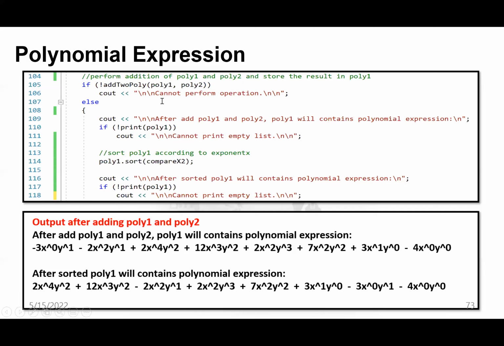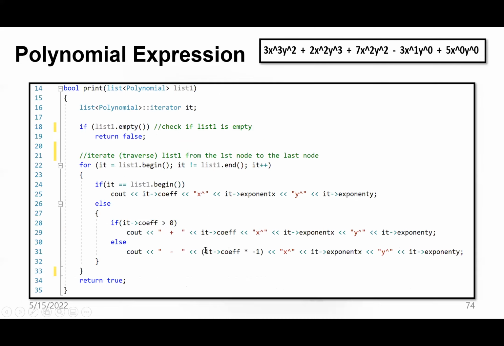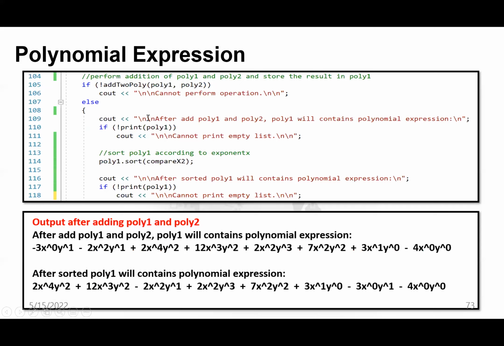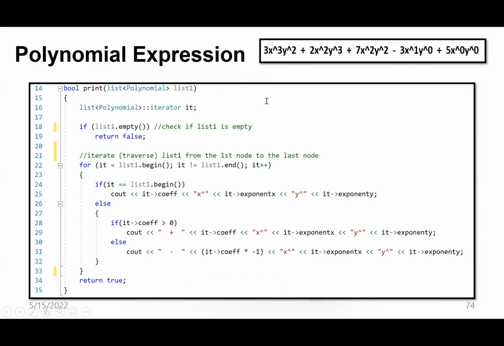Okay, let's look at the print function, because just now when I called the print function, it printed my polynomial expression in this format, right? This print function we write ourselves. So how do we write it? I need an iterator so that I can traverse to every node. Every node in my list is storing one of these expressions, right? So I need to go to every node, take out the coefficient, exponent x and exponent y values, and then print out in this manner, or in this format here.